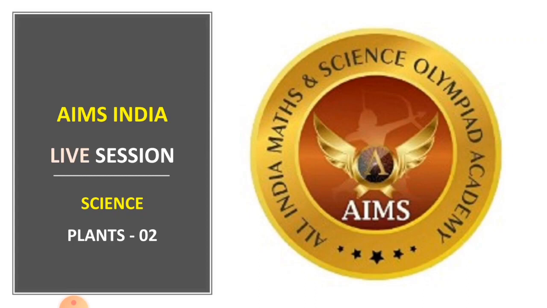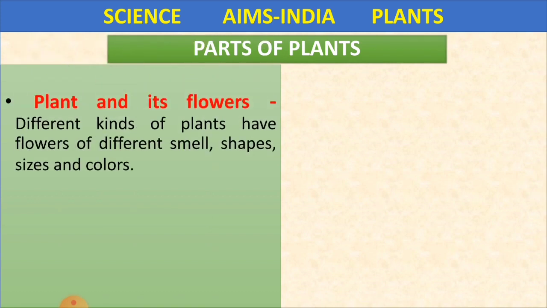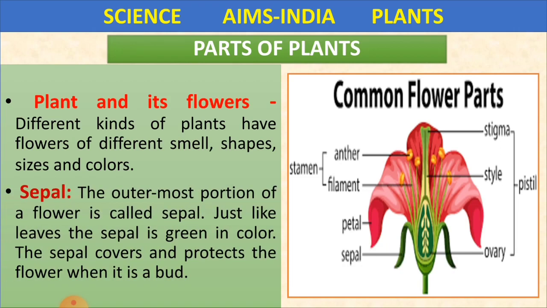So in our science subject, today we are going to learn about flowers. Yesterday we learned about the parts of the plants and now today we are going to learn about flowers. Okay children, so here we see that different kinds of plants have flowers of different smells, shapes, sizes and colors. Yes or no children?